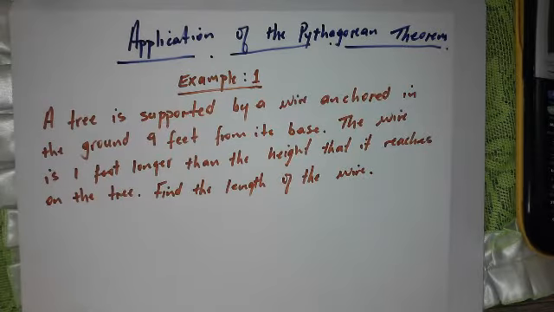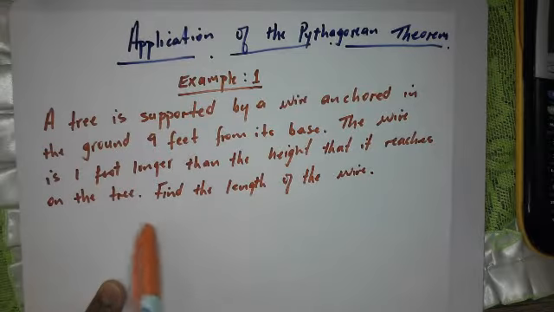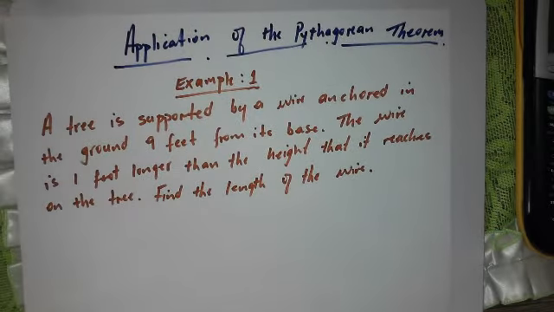This video is about applying the Pythagorean theorem in finding unknown lengths on right triangles. Now in this example, it says a tree is supported by a wire anchored in the ground 9 feet from its base. The wire is 1 foot longer than the height it reaches on the tree. Find the length of the wire.